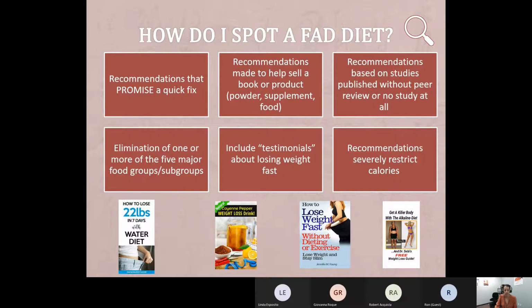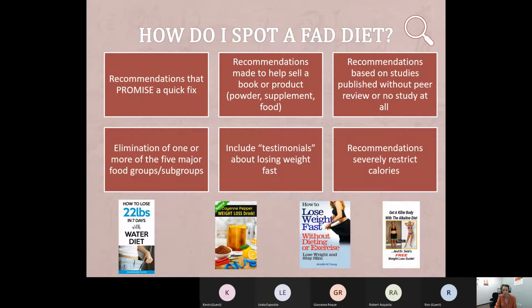Recommendations are based on studies without any peer review or have no research to support them at all. They typically recommend severe calorie restriction. If a diet is saying you aren't allowed to exercise while following it, it's likely too low in calories. Testimonials, sometimes you will see, like on the cover of a women's magazine, how I did it, this was the best thing for me. They're really trying to sell it. It's usually a fad diet. And then elimination of one or more of the 5 major food groups.